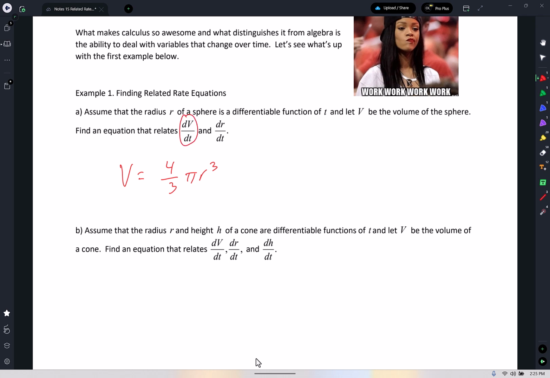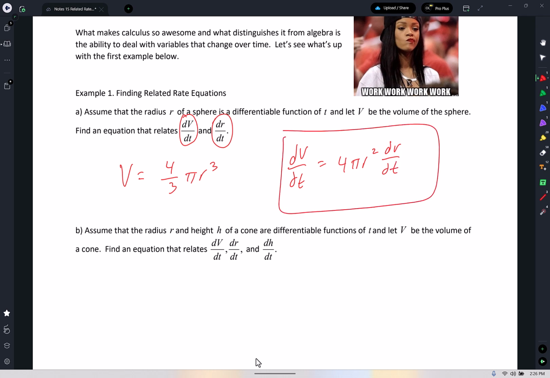What does this dV/dt mean? The derivative of volume with respect to time. So I'm just going to take a derivative with respect to time. So here we go. dV/dt equals. Tell me what the derivative of 4/3 pi r cubed is. 4 pi r squared, but I didn't take the derivative with respect to r. So what do I put right next to it? dr/dt. I took that derivative with respect to time. So there it is, and that's it. That's the hardest part, guys. Don't worry. Right now we'll use an application.